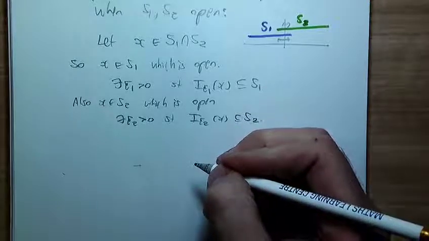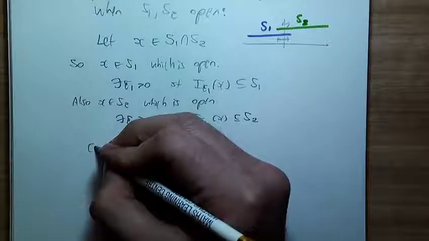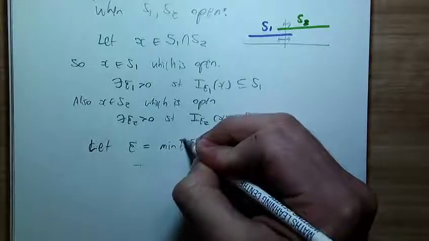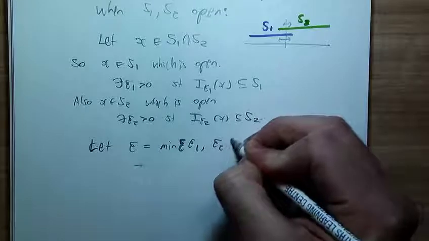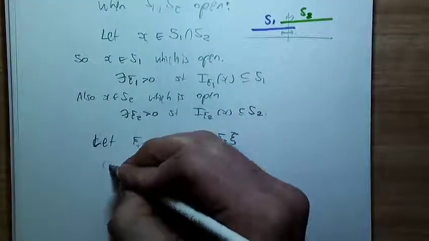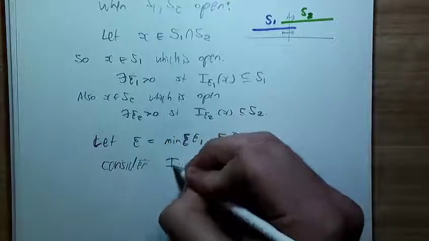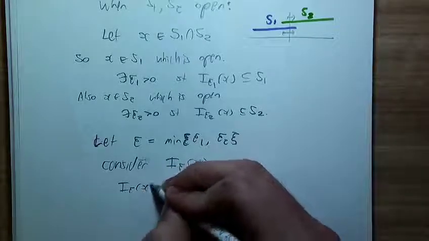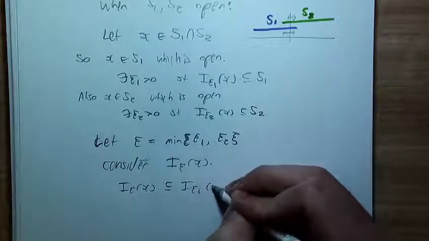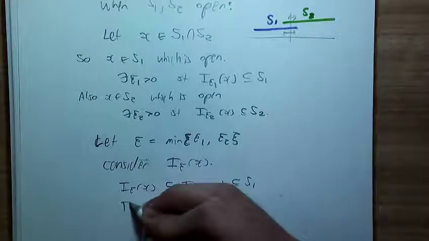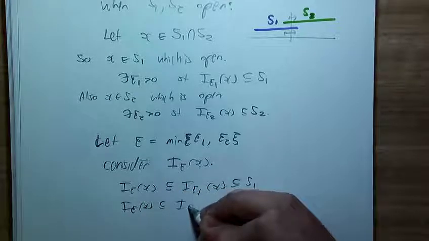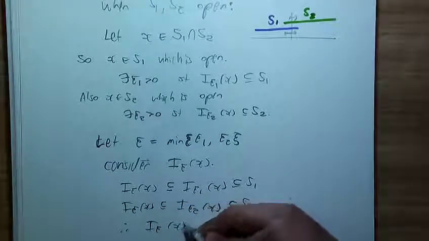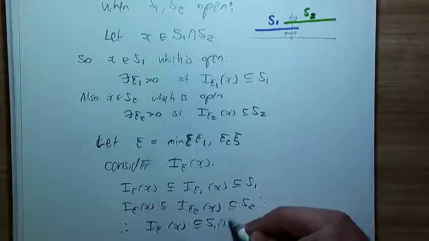Okay, so if I take the smaller of those two radii, epsilon 1 and epsilon 2, and consider I epsilon x, it is contained in or equal to I epsilon 1 x, which is contained in S1. I epsilon x is contained in I epsilon 2 x, which is contained in S2. So therefore, since it's contained entirely in both S1 and S2, it must be contained in their intersection.